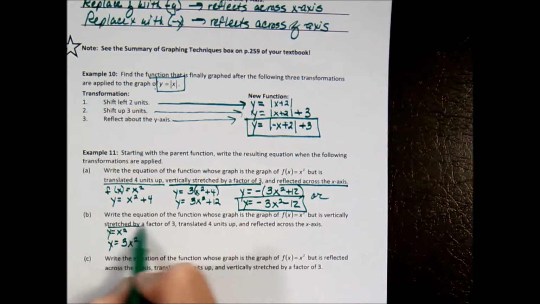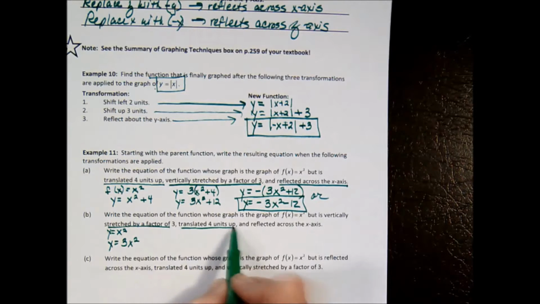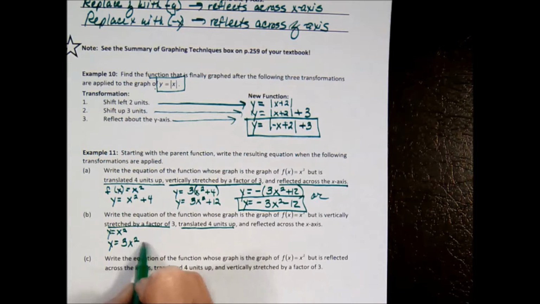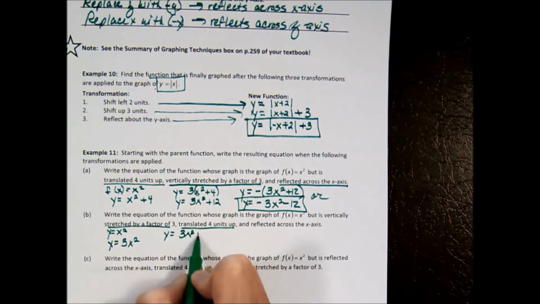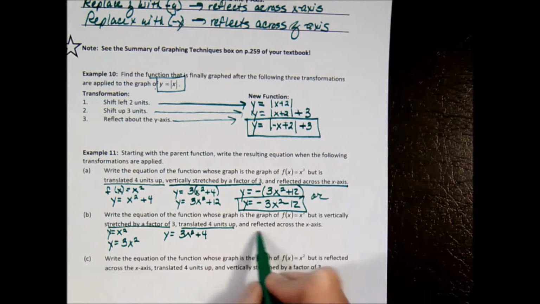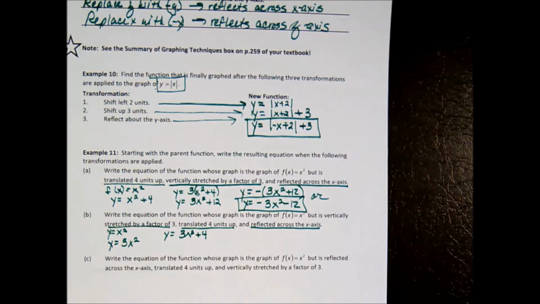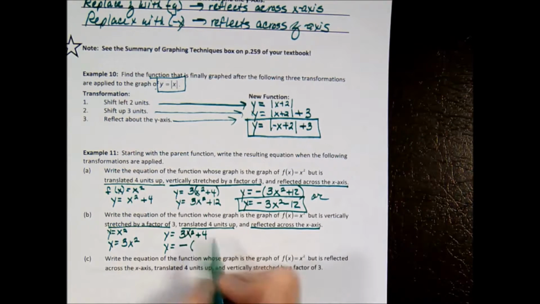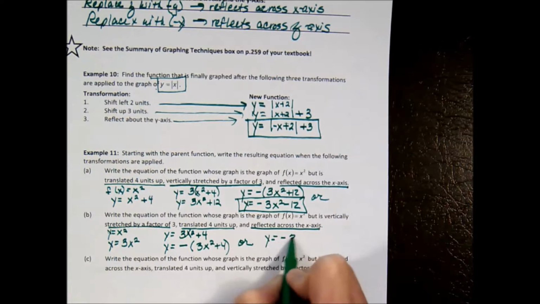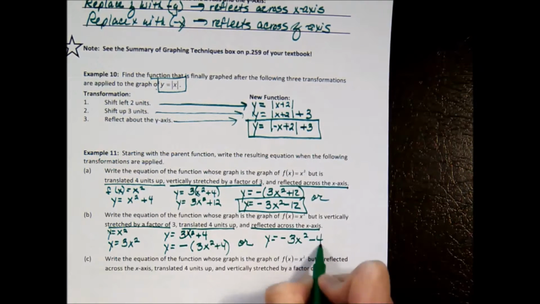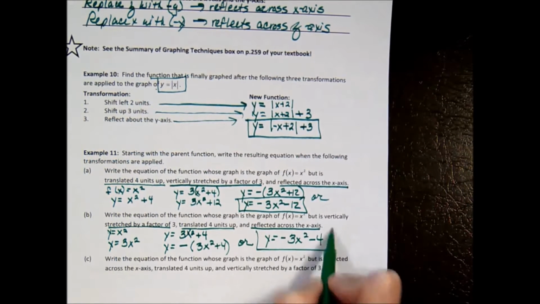Now we're going to translate it 4 units up. So that's just going to add a 4 to the end. So y equals 3x squared plus 4. And now we're going to reflect across the x. So that means the whole thing has a negative in front, negative (3x squared plus 4), or y equals negative 3x squared minus 4, because that negative applies to everything on that right-hand side.